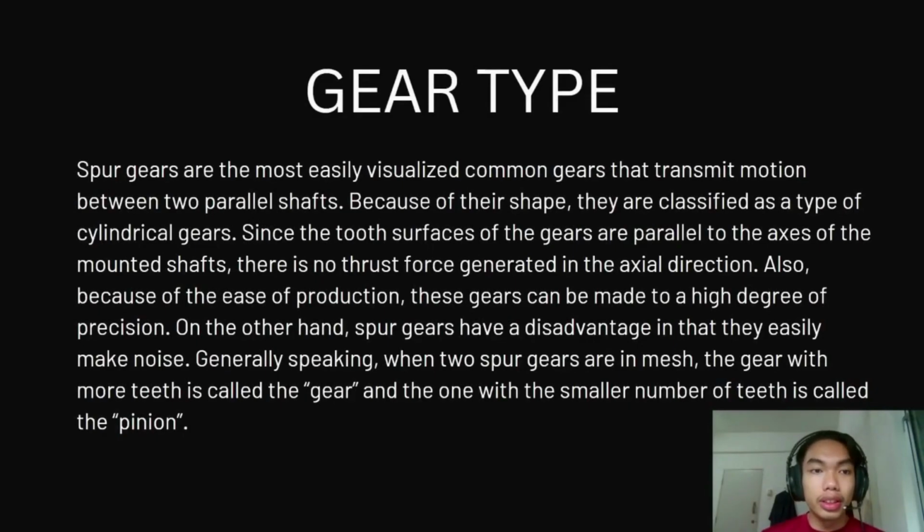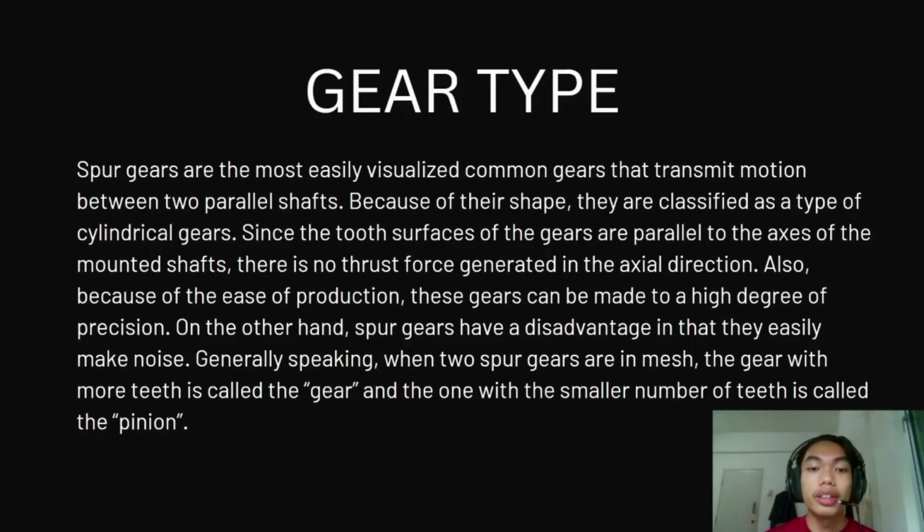Next, move on to the next slide. The gear type. So the spur gears are the most easily visualized common gears that transmit motion between two parallel shafts. And because of their shape, they are classified as a type of cylindrical gears. Since the tooth surfaces of the gears are parallel to the axis of the mounted shafts, there is no thrust force generated in the axial directions. Also, because of the ease of production, these gears can be made to a high degree of precision.